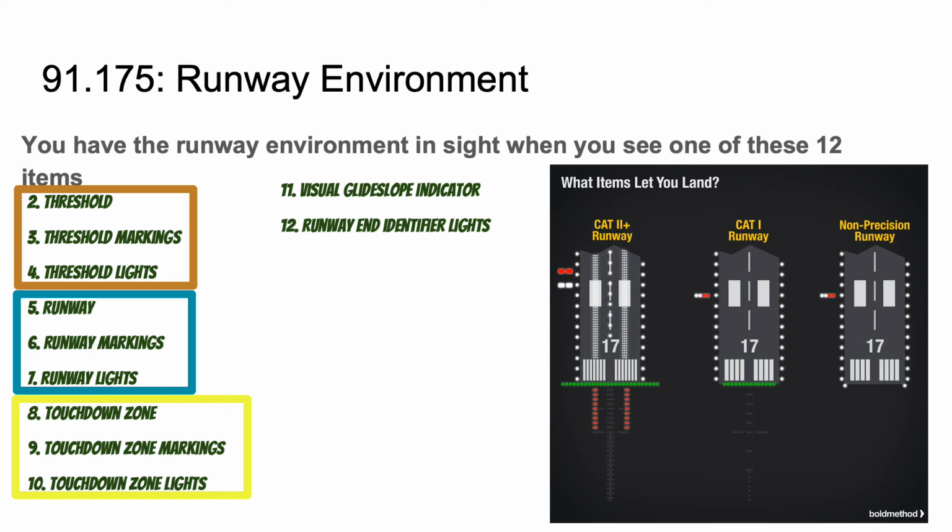Both the threshold, the runway, and the touchdown zone include both those things themselves, any markings on them, or the lights associated with them. Once you get any one of these 11 things in sight, then you are good to go below the minimums for the approach, if you have the visibility and you can make the landing using normal maneuvering.